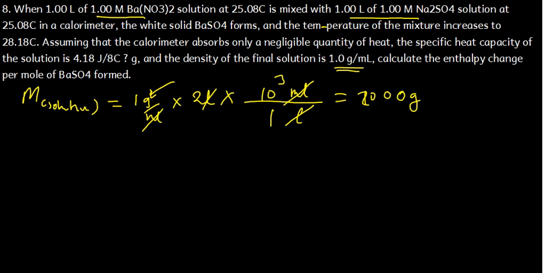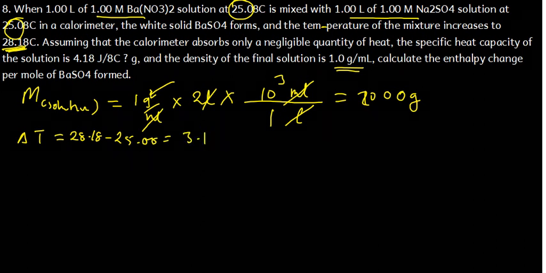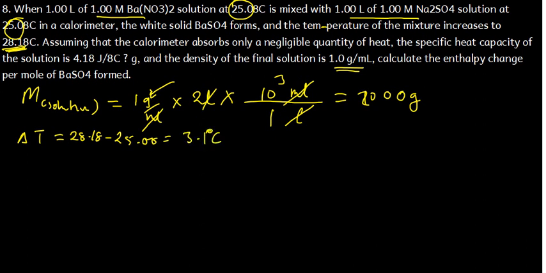After finding the mass of the solution, let's determine the change in temperature of the solution. Now, this solution was at the same temperature, and the other one was at the same temperature, but after they reacted, the final temperature increased to 28.18. So the change in temperature will be equal to the final, which is 28.18, subtract the initial, both of them were at the same temperature, 25.08. So that is going to give us 3.1 degrees Celsius. That is the change in temperature.